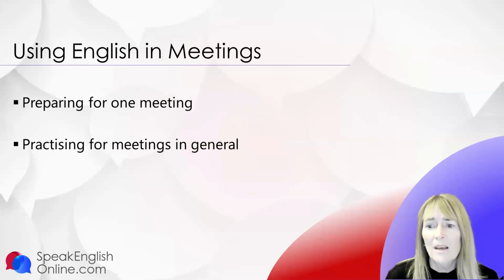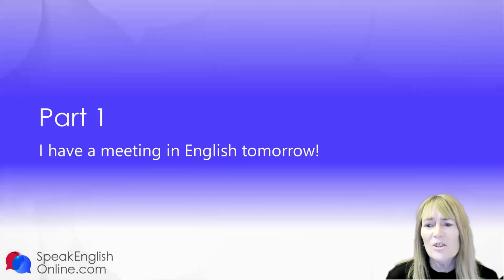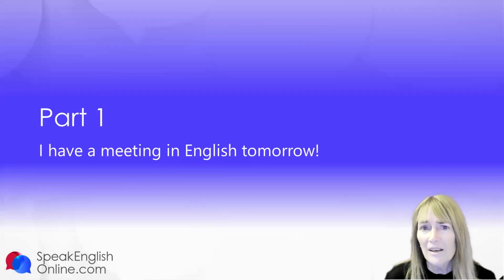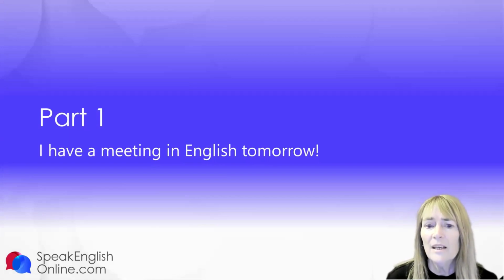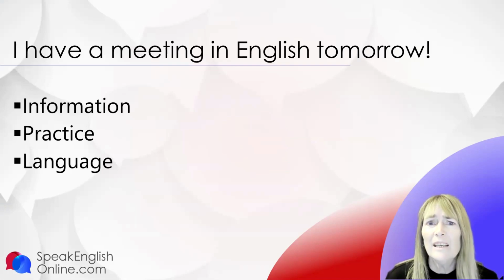Let's begin. I'm going to look at 2 points: preparing for one meeting when you may not have much time, and practicing for using English in meetings over time. Let's imagine this. I have a meeting in English tomorrow, or even today. Not much time to get ready, and I'm not sure if my English is okay for it. Well, there are a few things you can do. Really, it's 3 main things: information, practice, and language.